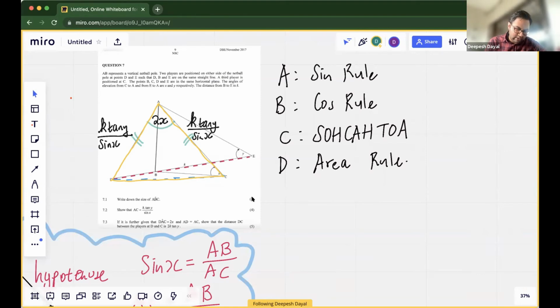We can't really use SOHCAHTOA because we don't have a 90-degree triangle here. And area rule, we don't really know anything about the area, right? They haven't given us that, so we can't really use these last two, right? SOHCAHTOA, maybe if you split the triangle in half, it could work, yeah. But that would be quite a long process.